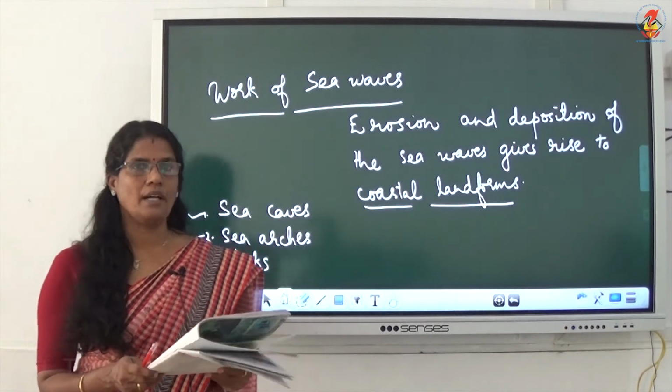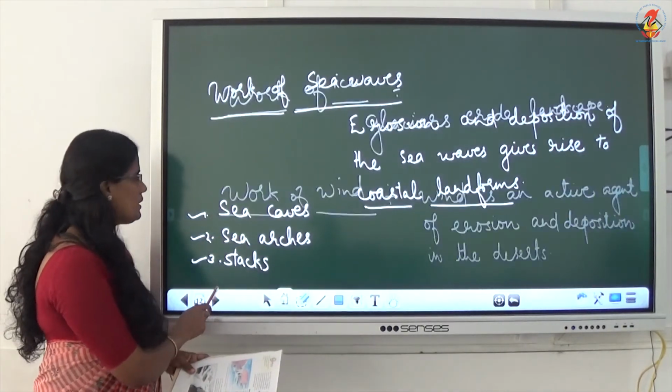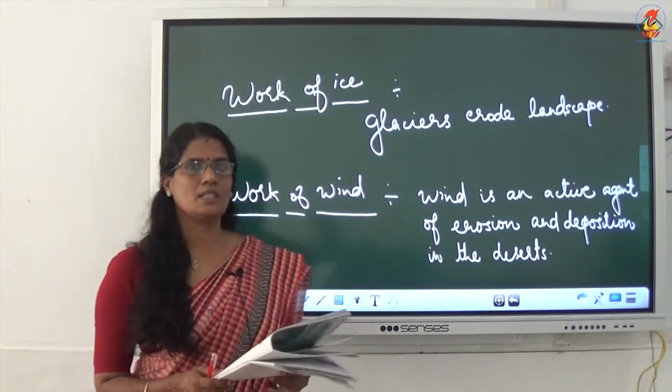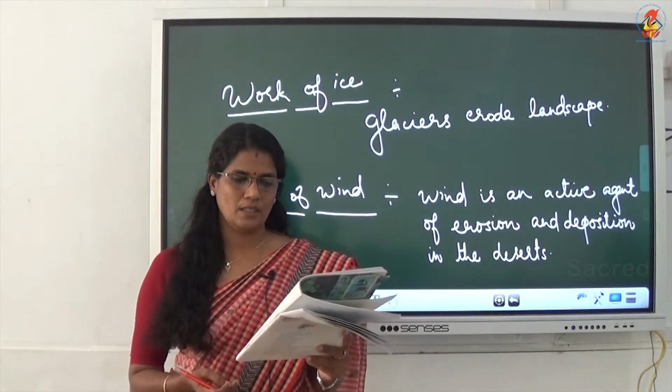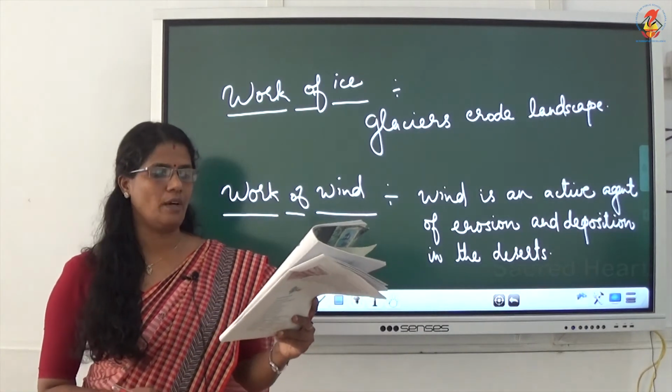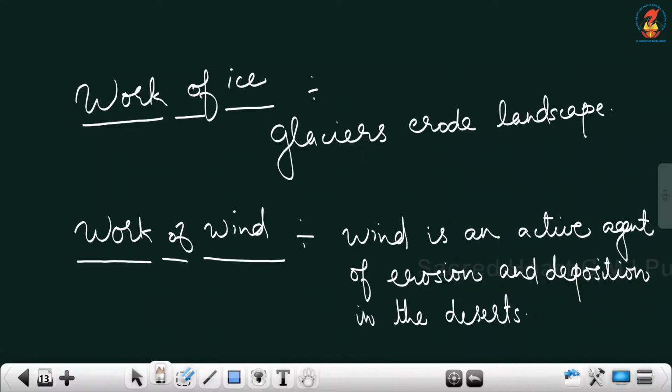Coming to work of ice, you can see glaciers. Ice means what? Rivers of ice are called glaciers. Glaciers are rivers of ice which erode the landscape. Underline that sentence. So what happened? The material carried away by the glacier, such as rocks, big and small, sand and silt, gets deposited. These deposits form glacial moraines.